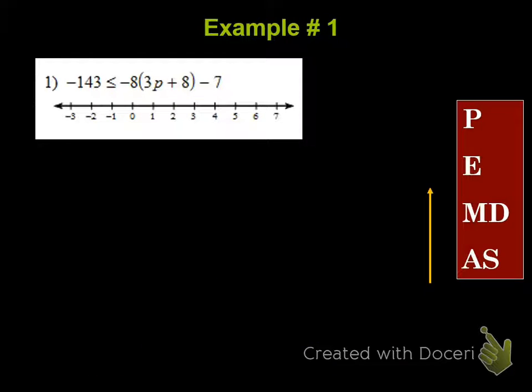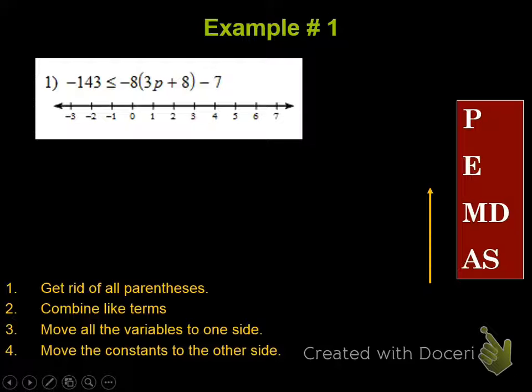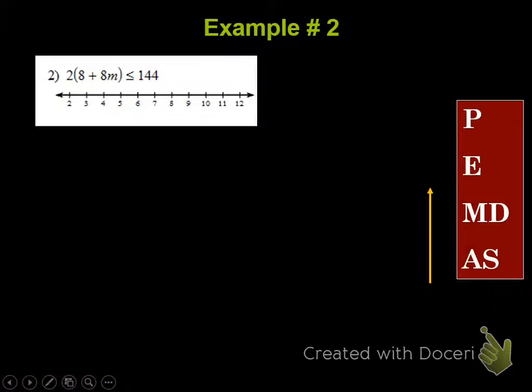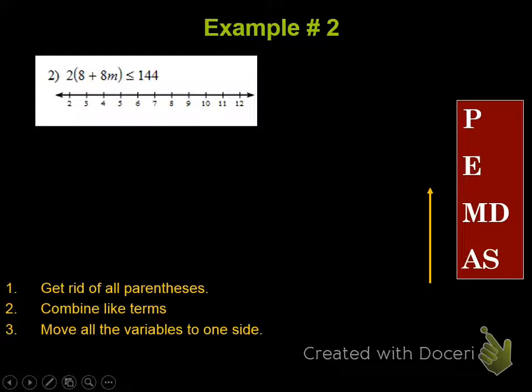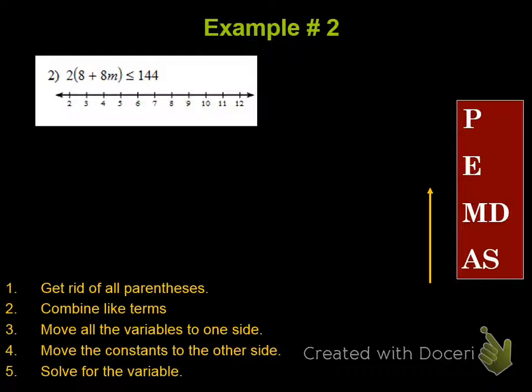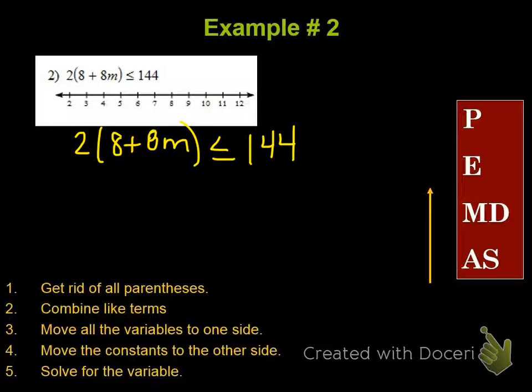Alright, let's go ahead and go to our second example here. Let's remember our steps here. So as we continue to look at this example, we want to get rid of those parentheses, combine like terms, move all the variables to one side, move the constants to the other, and then solve for that variable. Okay? So my inequality here, I have 2 parentheses 8 plus 8m is less than or equal to 144. So I'm going to get rid of those parentheses by distributing. So I have 16 plus 16m is less than or equal to 144.